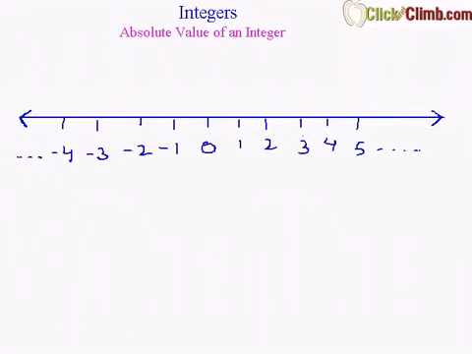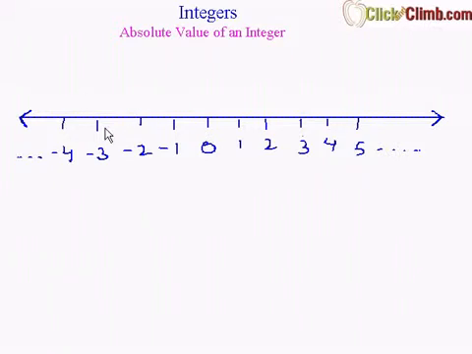Okay, now suppose I need to find the absolute value of 3. Then I can see that 3 is here, and what is the distance of 3 from the 0? I can see 1 unit, 2 unit and 3 unit. So the absolute value of 3 is 3.